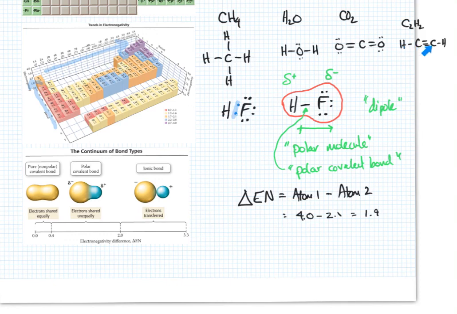Hydrogen-carbon right over here is purely covalent. And anytime you have an atom attached to the same atom, carbon-carbon, it is by definition going to be purely covalent. So this entire molecule is purely covalent. This one is polar covalent, and these two bonds are polar covalent. What we're looking at here are the actual bonds. We call them polar or purely covalent.